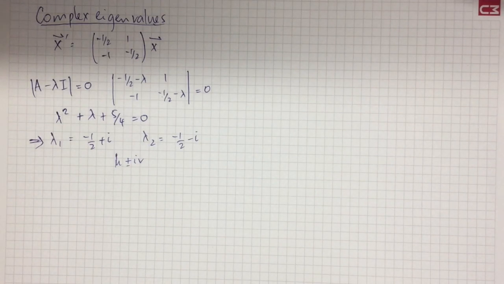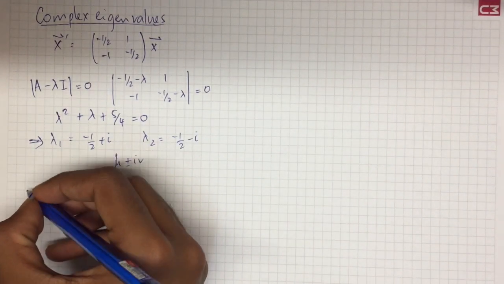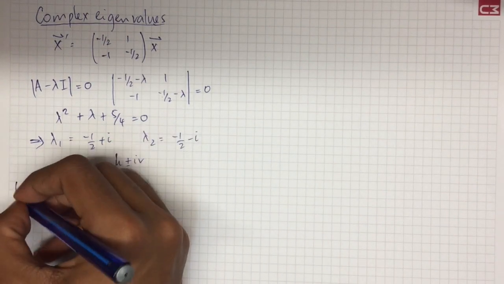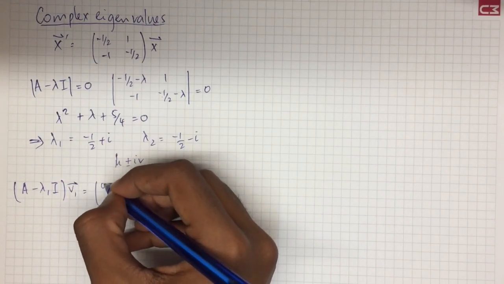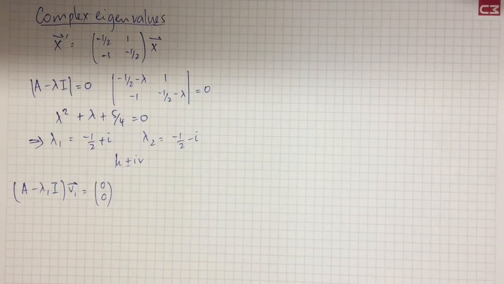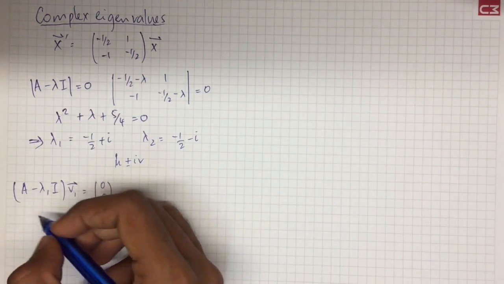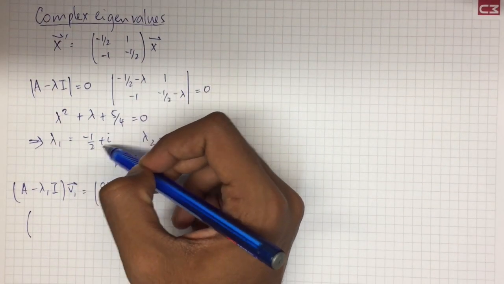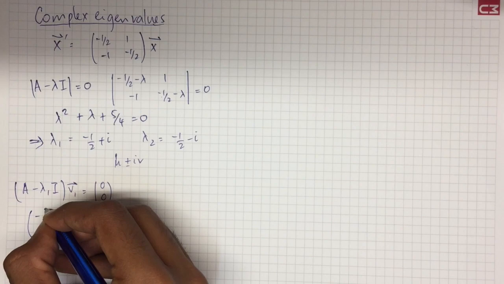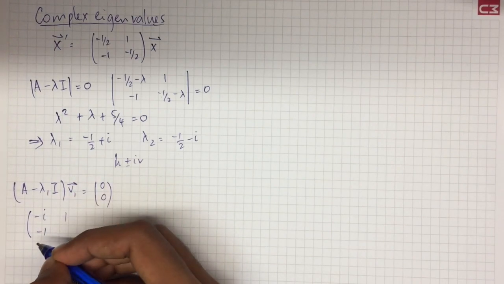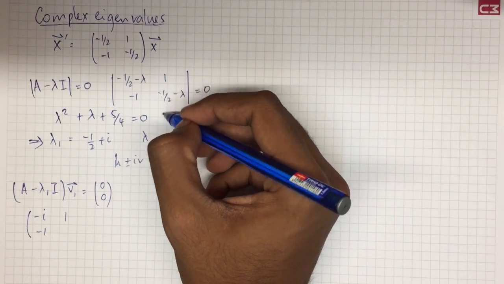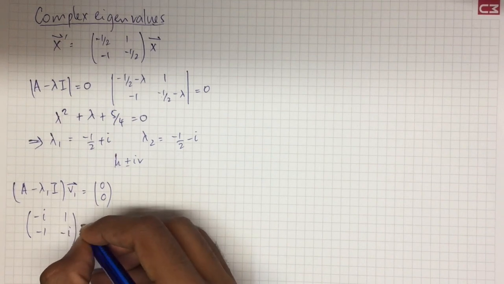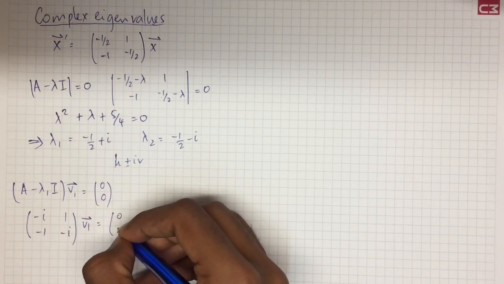Now we proceed to finding the eigenvectors. We're going to do A minus lambda 1 I times v1 is equal to 0, 0. My matrix A minus lambda 1 I would become minus half minus of minus half minus i, that would just make it minus i. That would be 1, minus 1, and this one's again minus half minus of minus half minus i, so it'll be minus i, times v1 is going to be 0, 0.